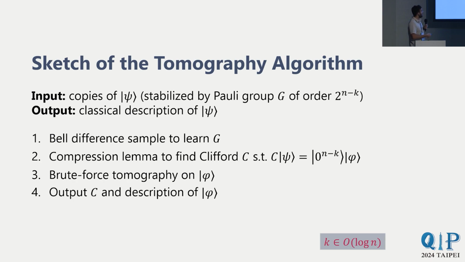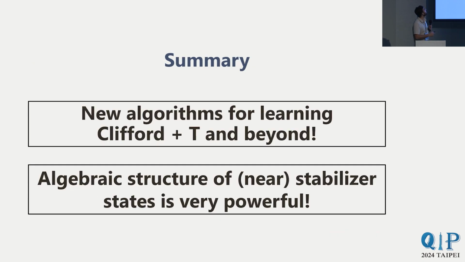And then finally, we just output the Clifford C and the description of the k-qubit state, and this is a full description of our state. Okay, so in summary, we have a bunch of new algorithms for learning Clifford plus T states and more. And the algebraic structure of near stabilizer states is very powerful.